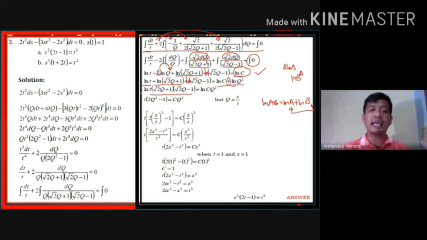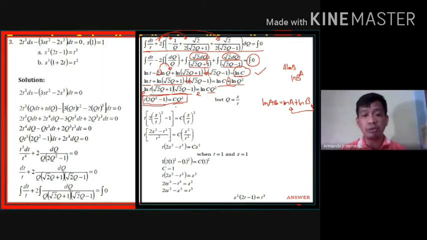Then, using anti-ln, i-erase natin siya yung ln sa e. And then, e raised to ln something is something. So, this becomes cq squared equal to t times square root of 2q times square root of 2q is 2q squared minus 1. So, giving you this. Pero hindi pa tayo tapos kasi ang ating given must be expressed in t and s.